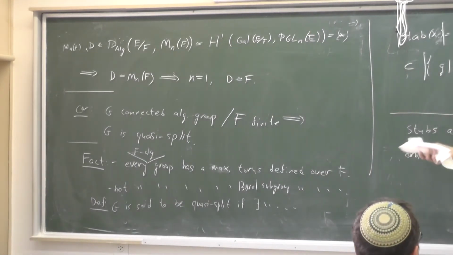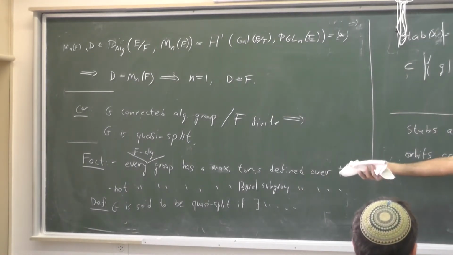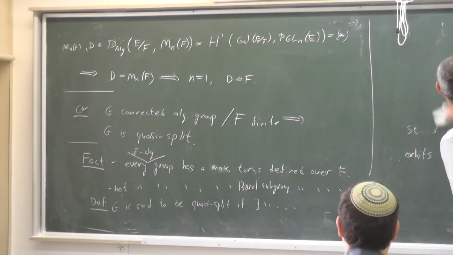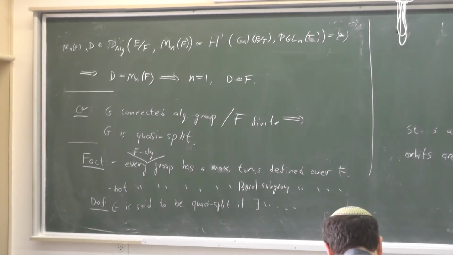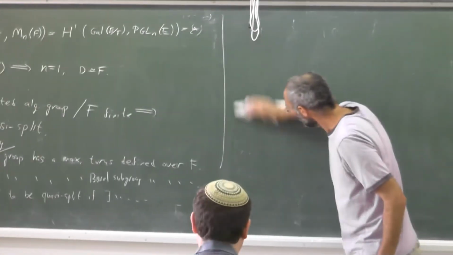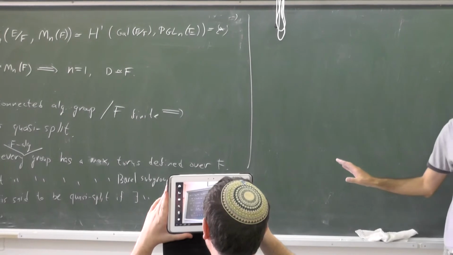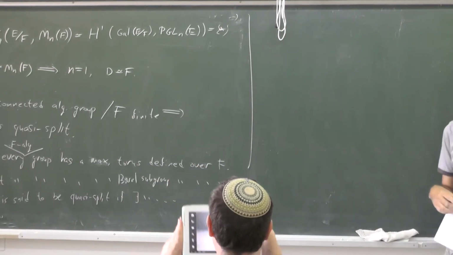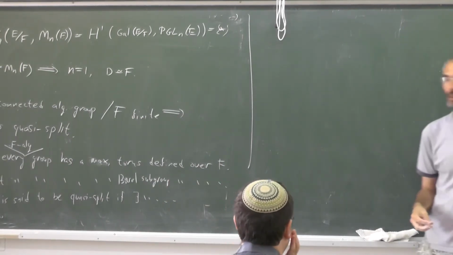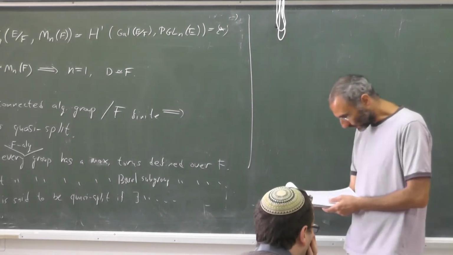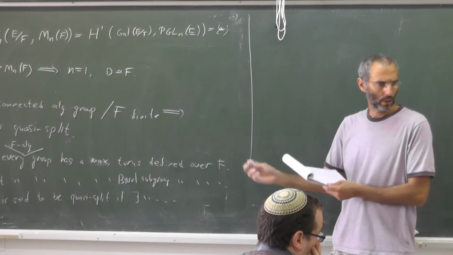I mean, of course, when you do work over an algebraically closed field, this is not a problem, and nothing here is an issue. But the claim is that over a finite field, I'm not saying that the Borel group will be split, but there exists a Borel group which is defined over the given finite field. So, questions about it?